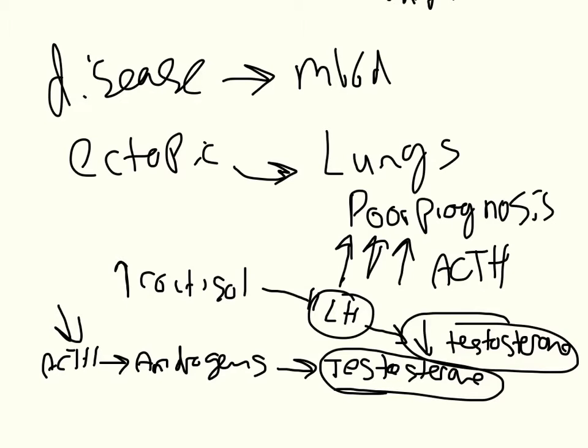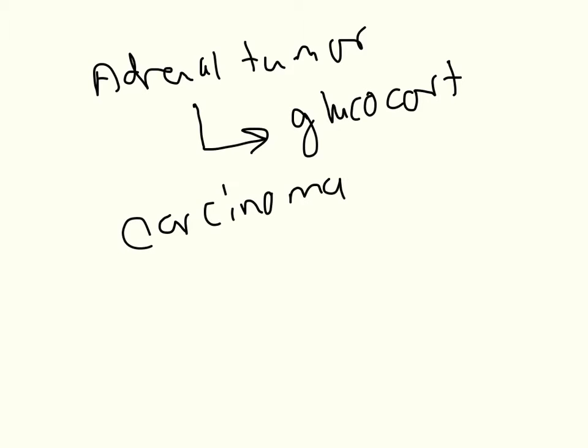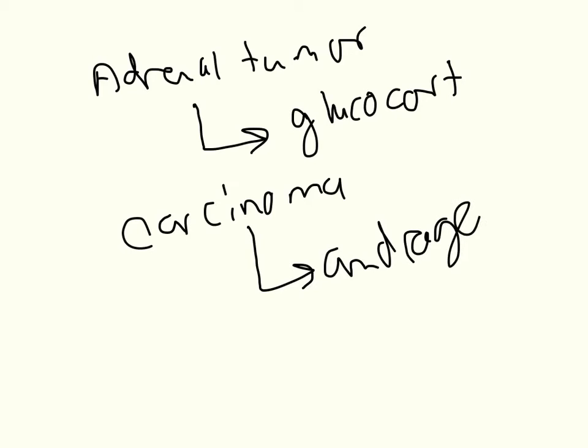So then if you look at increased testosterone, you get hirsutism, acne, virilization, and in men you get things like decreased libido and impotence. Now let's talk about adrenal tumors. With an adrenal adenoma, it's going to be almost always only glucocorticoids. But if it is a carcinoma, you're also going to have androgens produced. And this is basically the exception to the rule that I just told you about ACTH independent tumors.